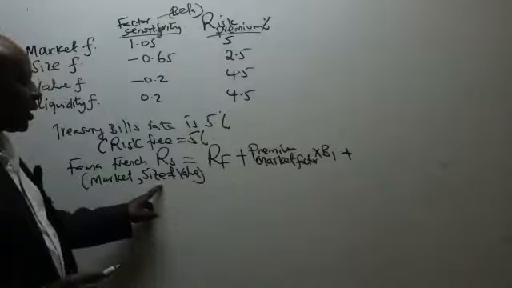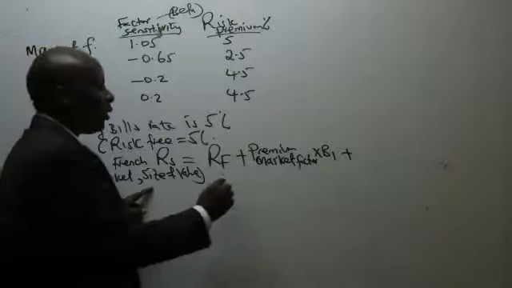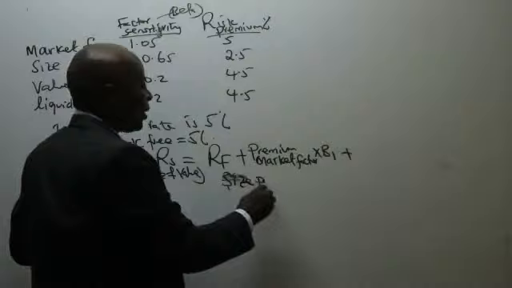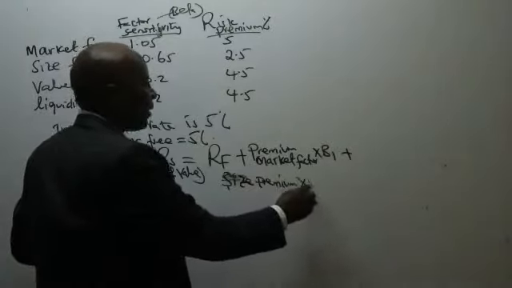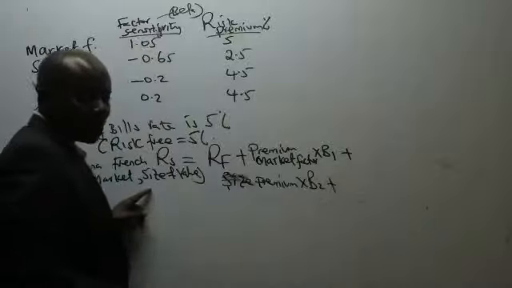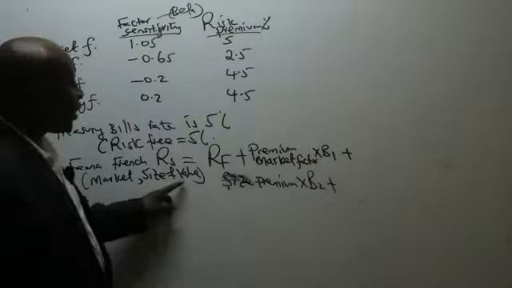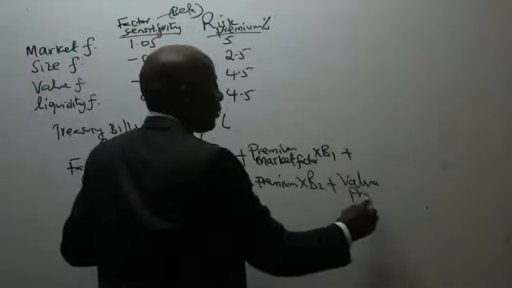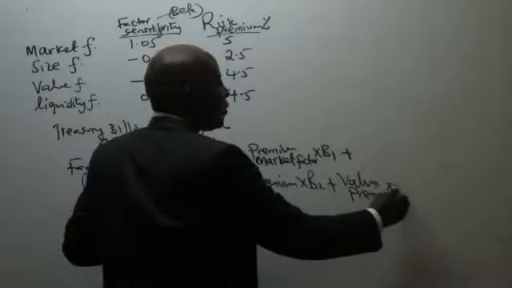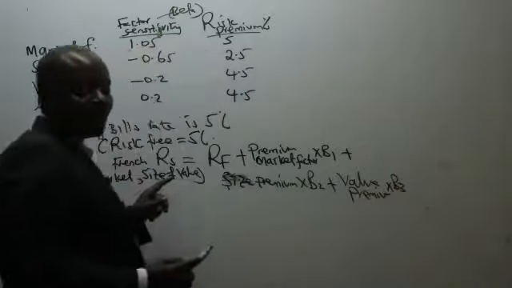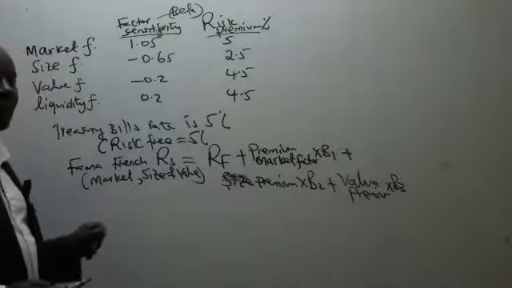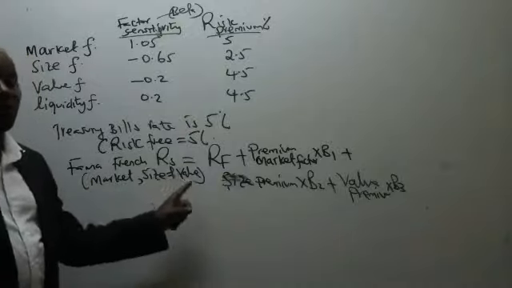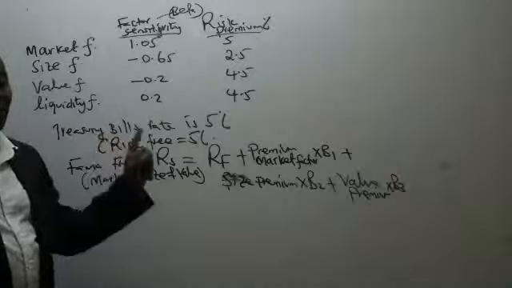So simply follow this. Plus, we have the premium of size, or the size premium, times beta 2, plus the value premium times beta 3. Remember, this is a 3-factor model, and the 3 factors are listed here. We have the market, size and value.